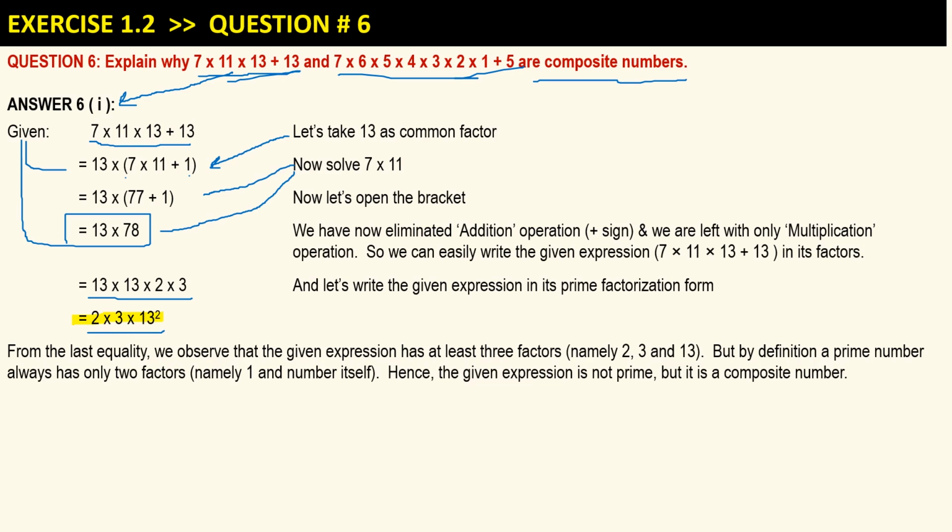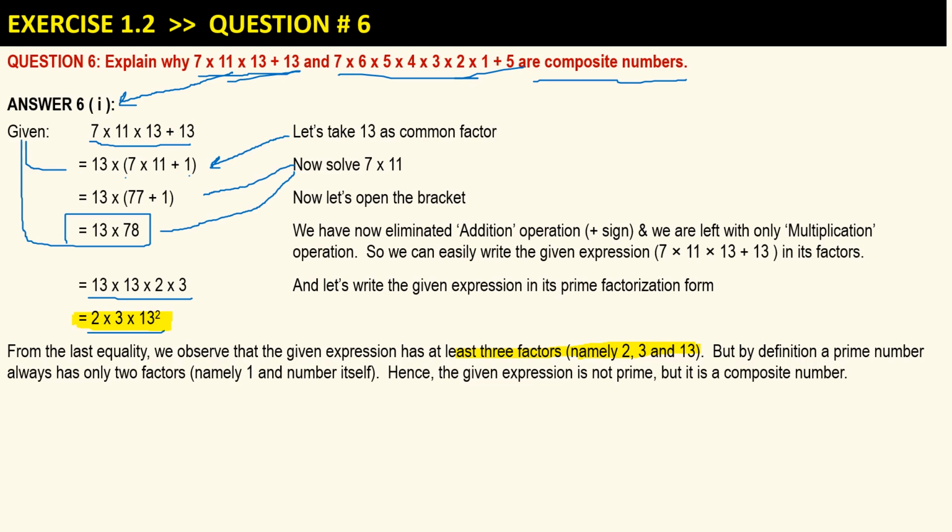Now from this equation, the given expression is equal to 2 times 3 times 13 square. We observe that the given expression has at least 3 factors, which are 2, 3 and 13, or you can say that there are more than 2 factors of this given expression.